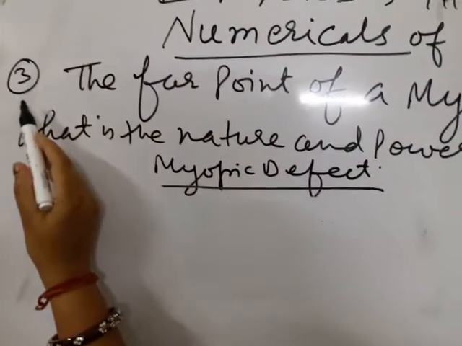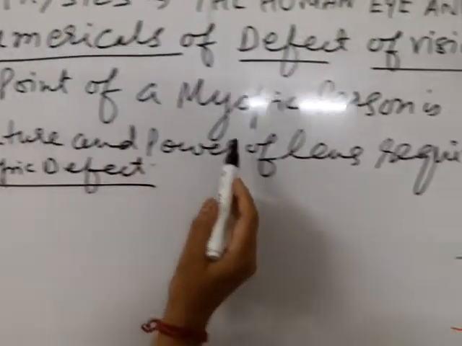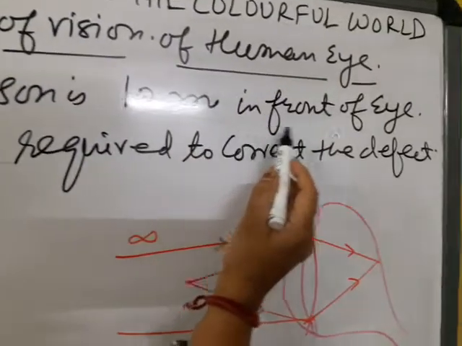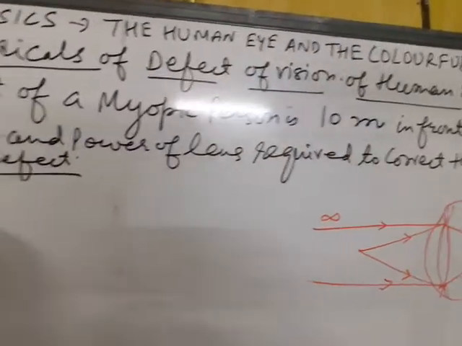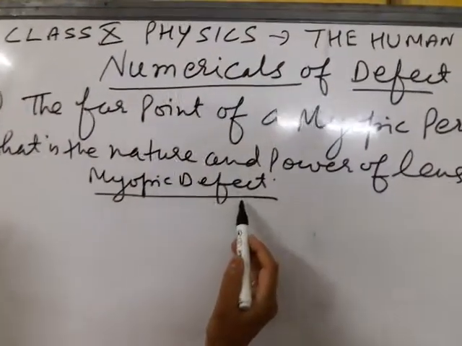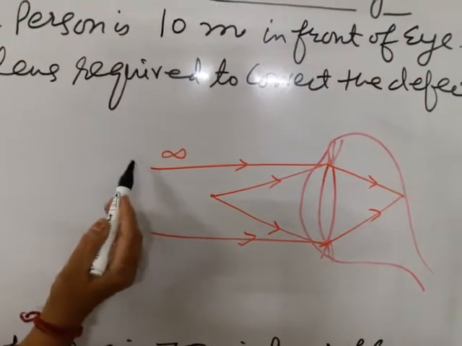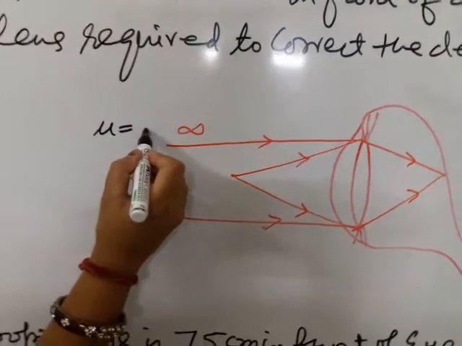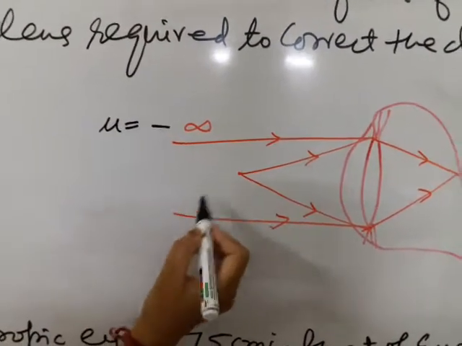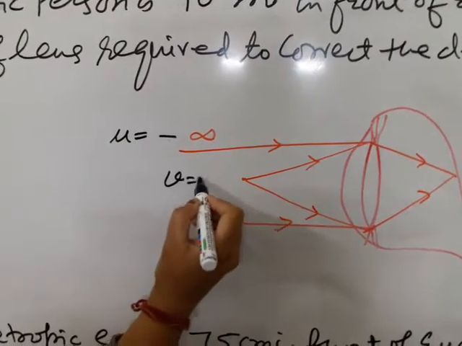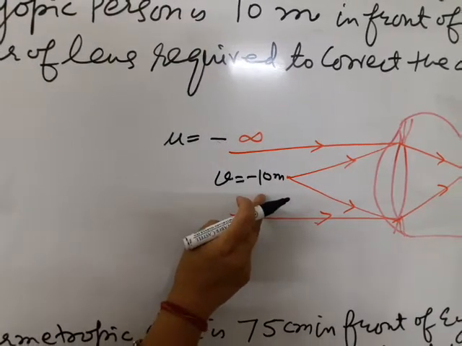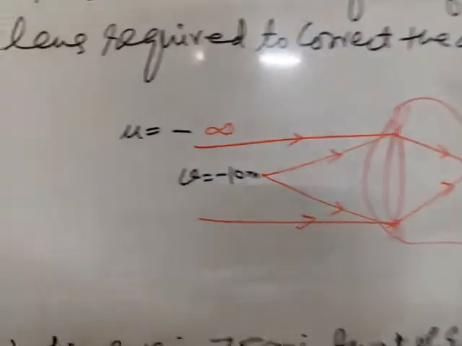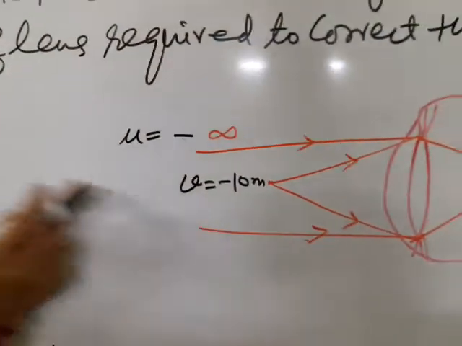Now here, numerical number 3: the far point of a myopic person is 10 meter in front of the eye. What is the nature and power of lens required to correct the defect? Now again the myopic defect is there and a person cannot see infinity. So an object at infinity cannot be seen, but its image is formed 10 meter away. So up to 10 meter a person can see. Beyond 10 meter a person cannot see.